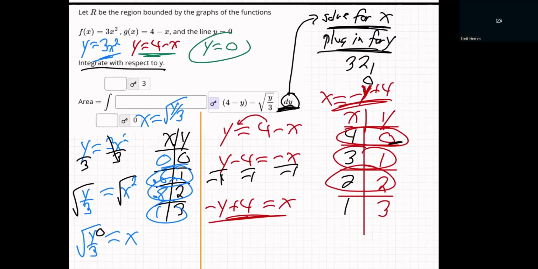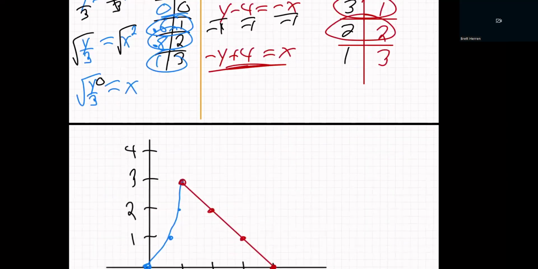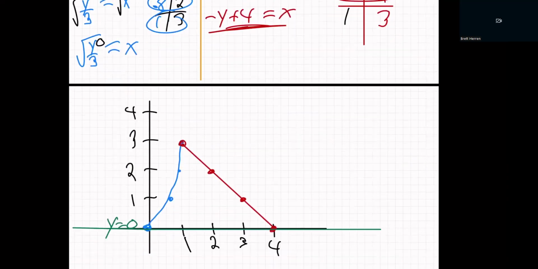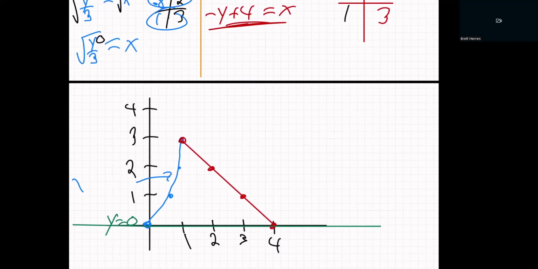And the other one, the green one, is y equals 0. That's just at a y height of 0, so that's just going to be right here. This blue one is x is the square root of y over 3. And the red one is x equals minus y plus 4. Okay, and so now we want the area between them, the area in the middle.